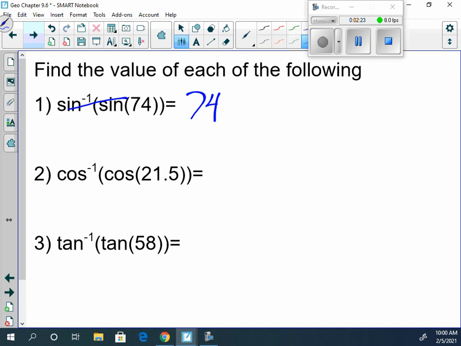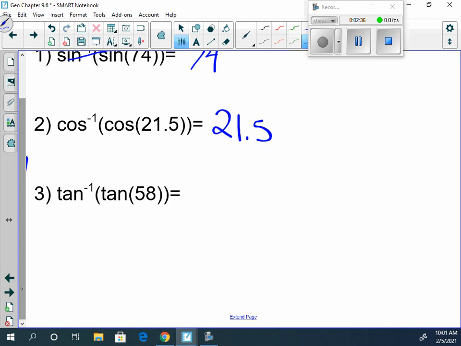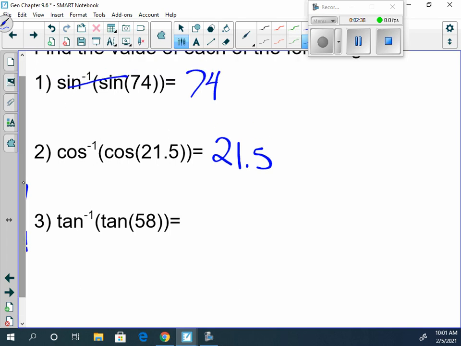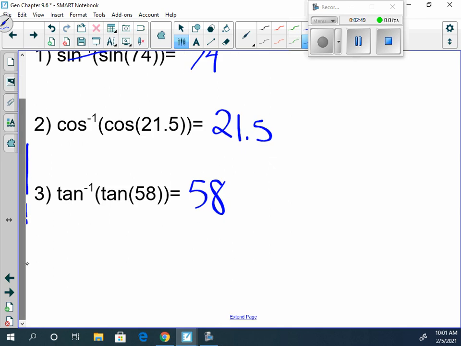How about cosine inverse of cosine of 21.5? If we type this in, we would get 21.5. What about tangent inverse of tangent of 58? Give me 58. That's really nice, isn't it? Makes that really easy. Well, let's do one more.